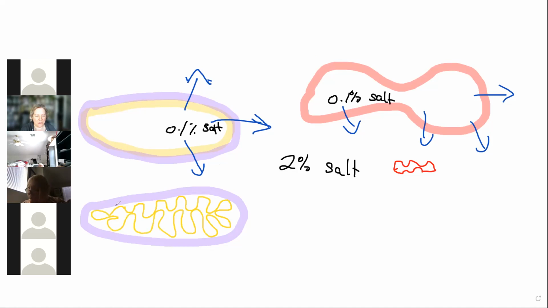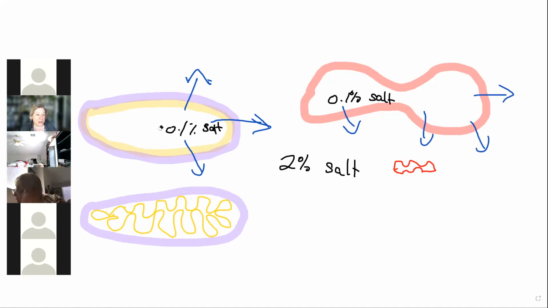Like a little bacterial raisin, because the water has been leaving. So it kind of dehydrates it. We call this in bacteria plasmolysis. You don't have to remember that term.